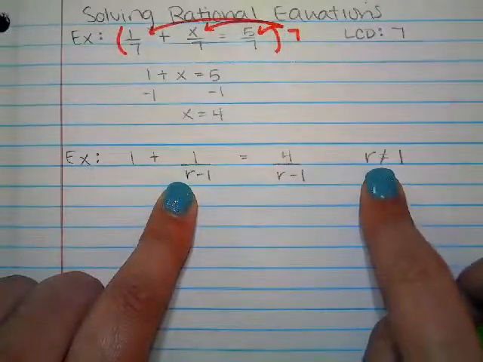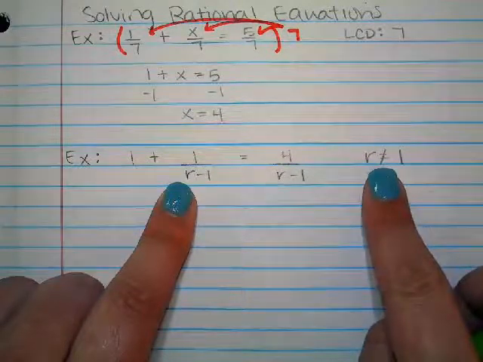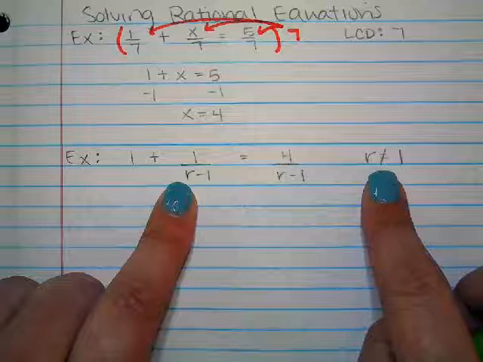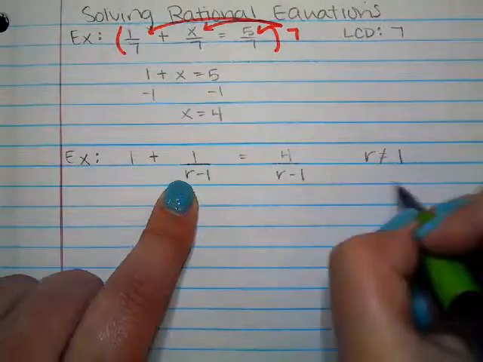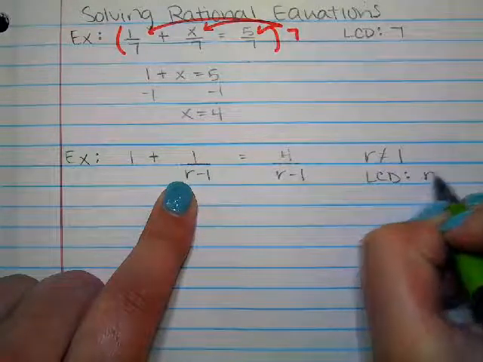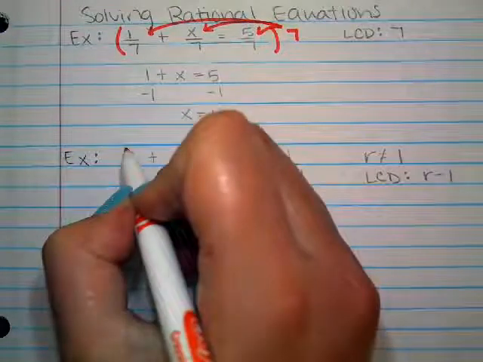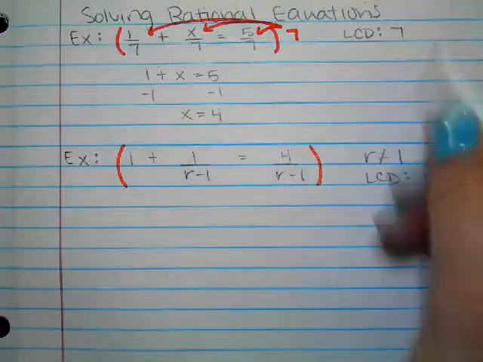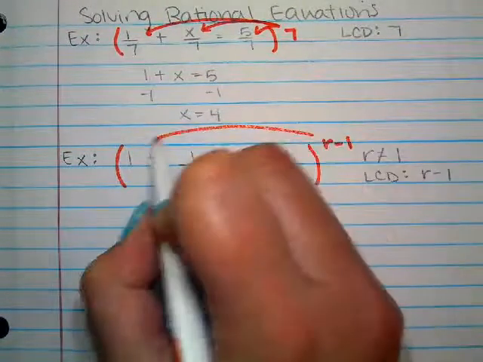So the very first thing when you're solving a rational equation is you want to write down your excluded number, because you want to make sure that your answer is not this number. As long as your answer is not this number, you are good. All right, so my least common denominator here is going to be r minus 1. So I'm going to take the entire equation and multiply the entire equation by r minus 1.